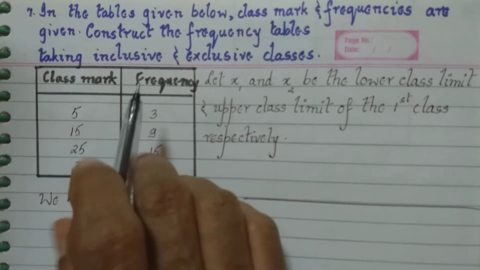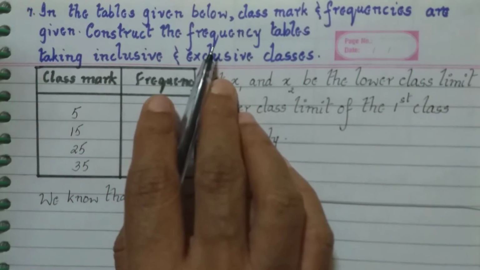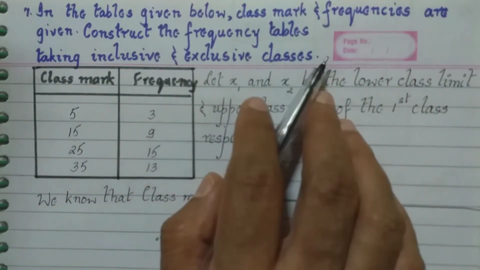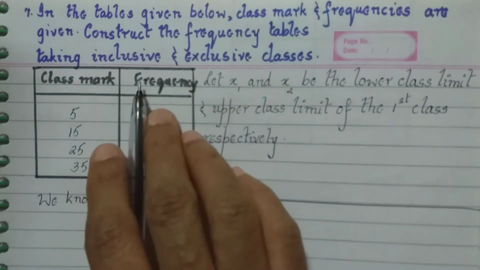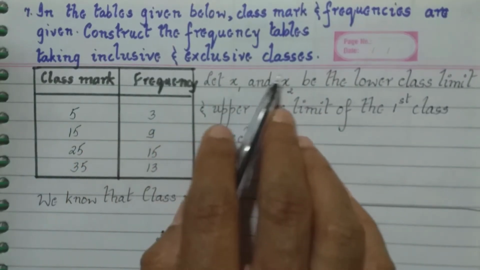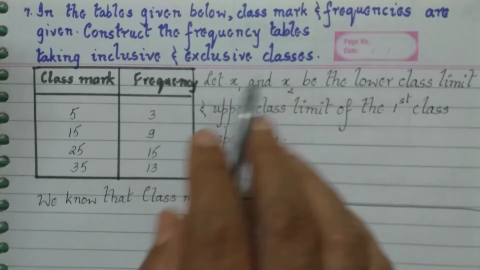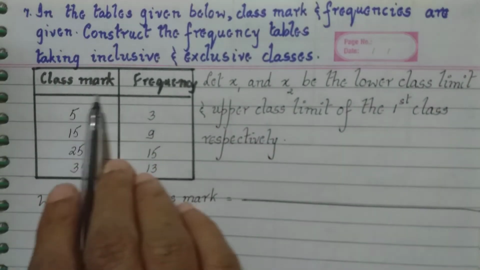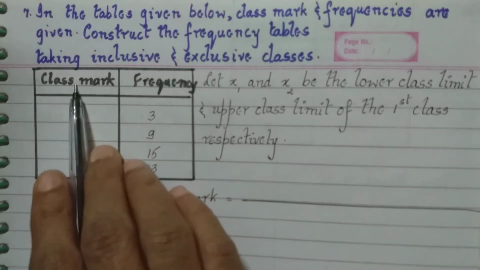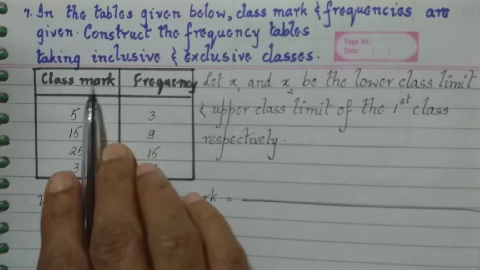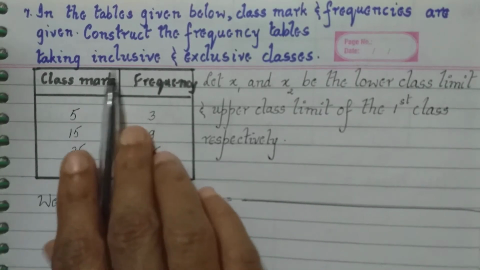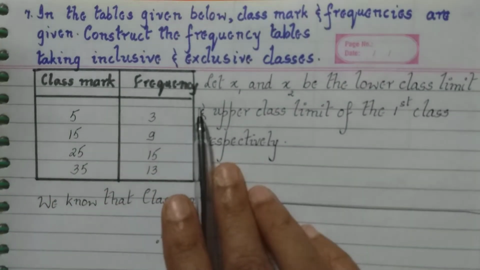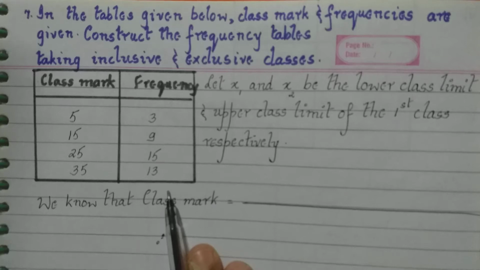Question 7. In the tables given below, class mark and frequencies are given. Construct the frequency tables taking inclusive and exclusive classes. We see here class mark is given and frequency is given. Now in your textbooks, when the table is given, it is given here as class width. It is not class width, it is class mark. So you can make the correction there. These are the class marks which are given, and this is the frequency.